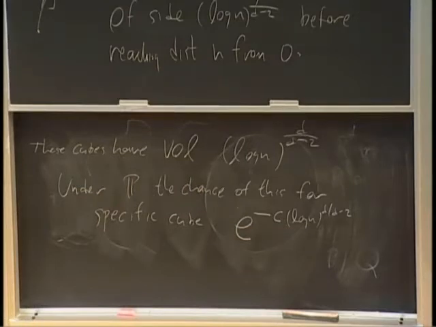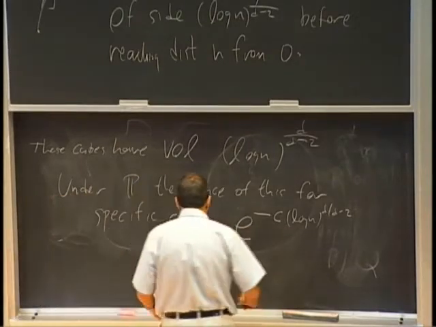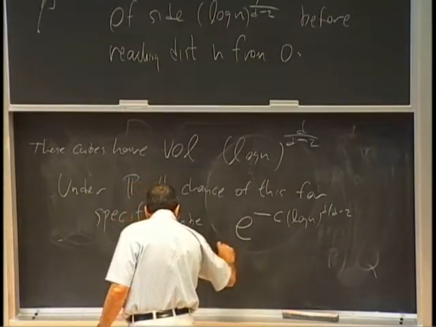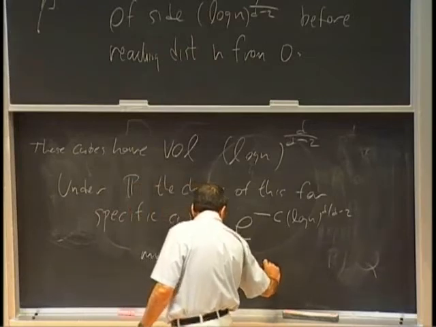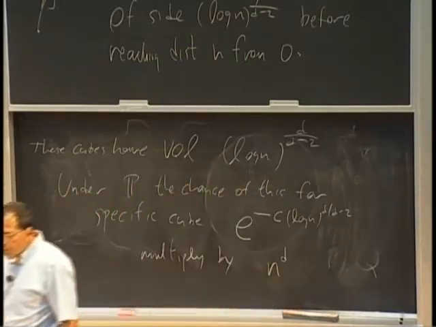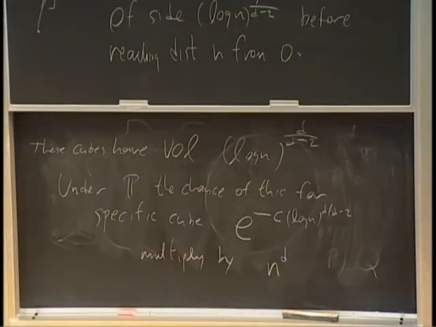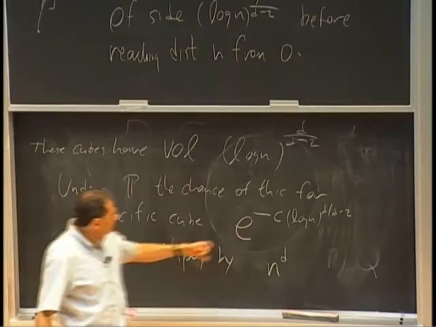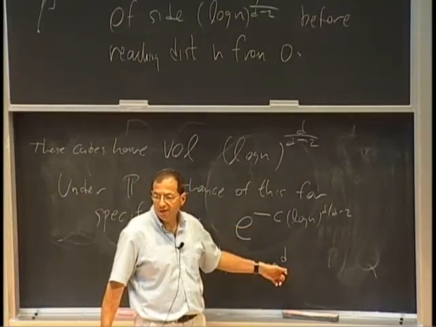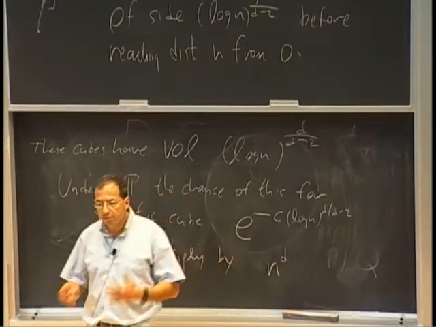So the number of choices for this box, we just have to multiply by a constant n to the d in order to bound the probability this will happen in any box up to distance n, right? So under P, right, much smaller than 1 over n to the d. So even after you multiply by n to the d, this number is tiny.